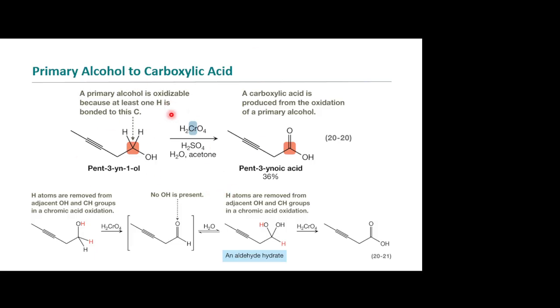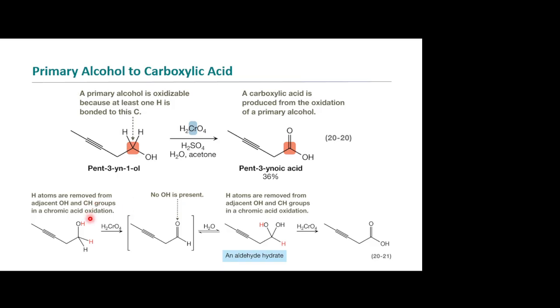So the primary alcohol here is going to be oxidized all the way down to a carboxylic acid. So if instead you had a primary alcohol here, what you're going to see is it's going to do this reaction over and over and over until you get the most oxidized state, which is going to be this carboxylic acid right here, without breaking the carbon-carbon bond.